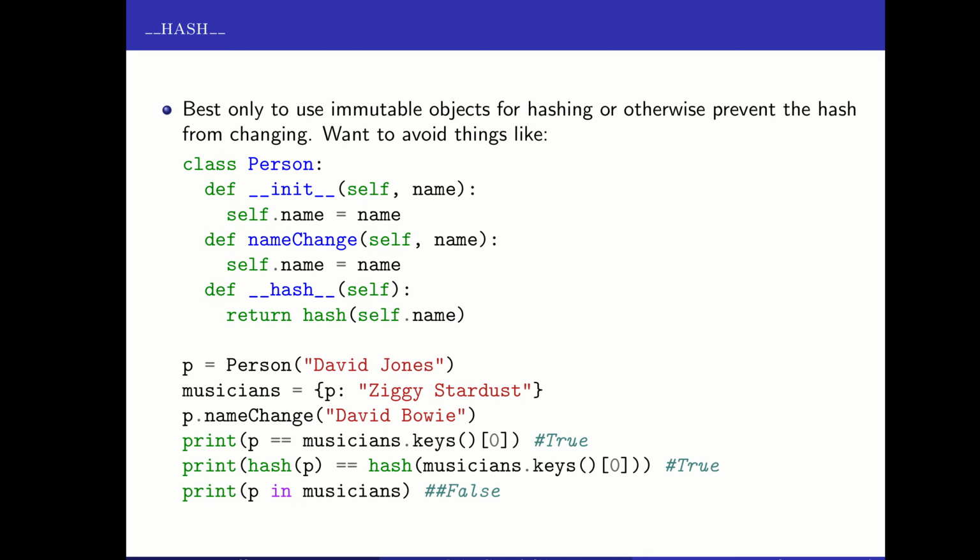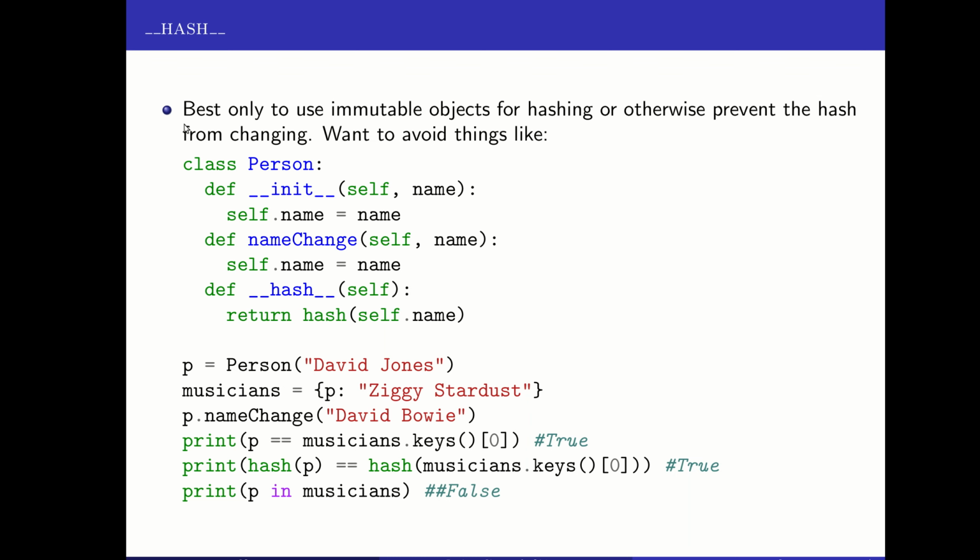I want to make special note of the hash function, which gets automatically called when an object needs to be hashed, such as putting it into a dictionary, because dictionaries will hash their keys to be able to store efficiently the values and to look up efficiently the values. So it's best if we override hash to only use immutable parts of our object when hashing, or otherwise prevent the hash somehow from changing.